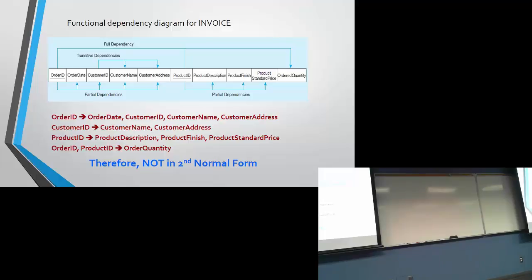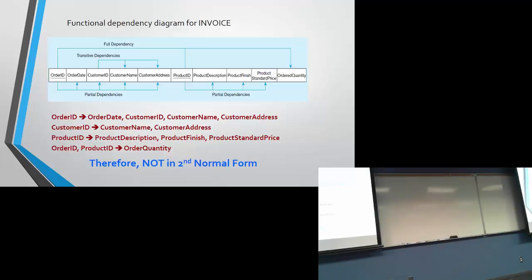The record, the full dependency of the record, order ID, product ID. But the description, the product finish, and the product standard price are a partial dependency of product ID, because really that's actually part of the product, not of the whole order. Same thing here. On the order ID, we've got the order date, the customer, and the customer information on the order. So that's a partial dependency of order ID. So this here, we could split in half.